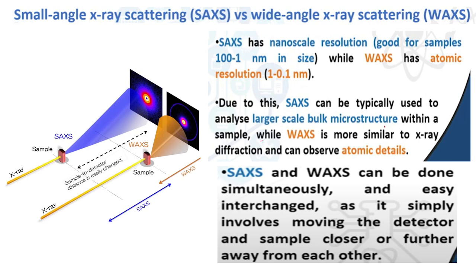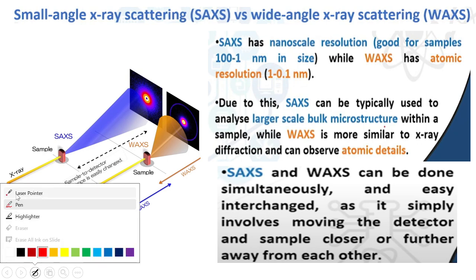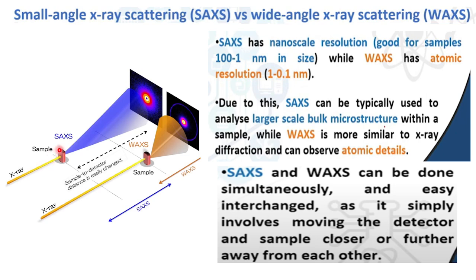Here it is much more prominent, you can understand. This is the X-ray source. Here is the sample. And in case of wide angle, you see the distance is this much from here to here. But in case of SAXS, the distance is much larger. And that is obviously because the incident angle is very small.